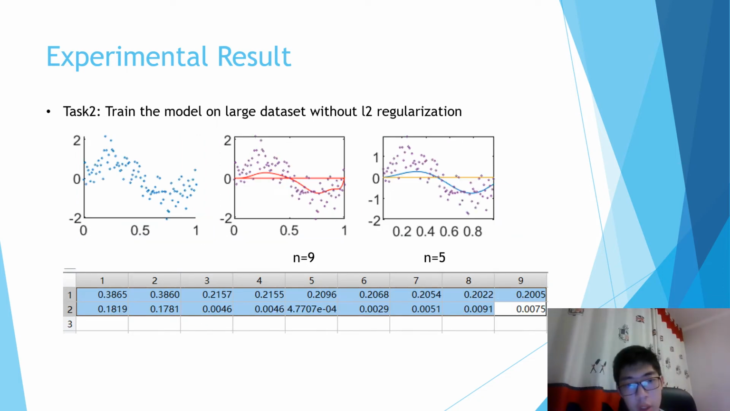In task 2, I trained the model on the large dataset without L2 norm regularization. Here we can see that when we set n to be 9 or 5, the curves are almost very close, and n being 5 gives the best testing performance. That's the result.